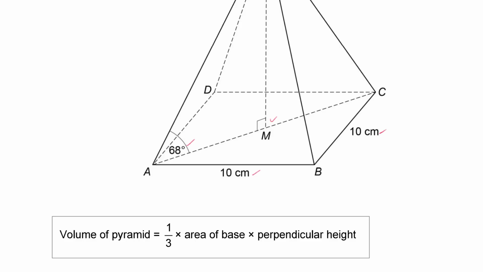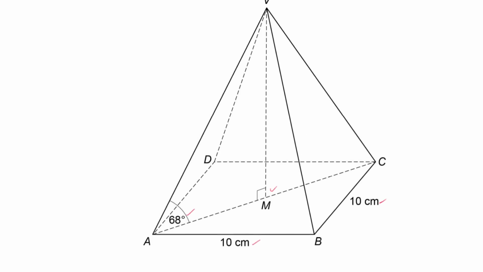But do I know the perpendicular height? I need to know the length VM, don't I? I need to know this length here. At the moment I don't know it, but luckily I've been given some information where I can find it. Let's have a look at this triangle here, the triangle AVM. Now you'll see that this is a right angled triangle.